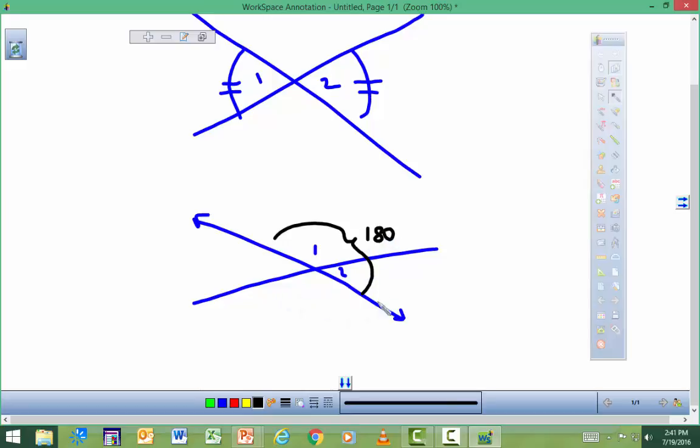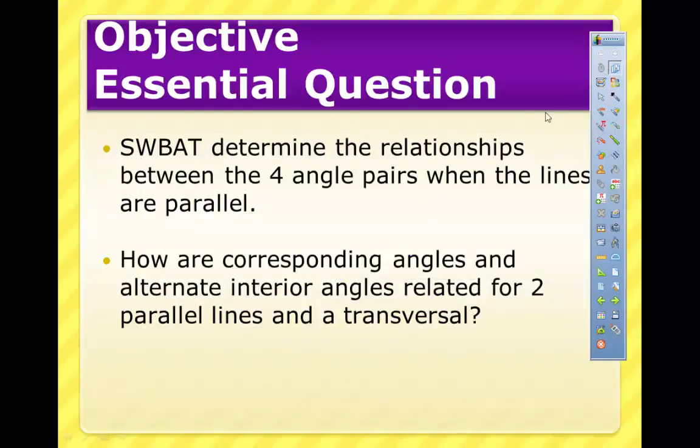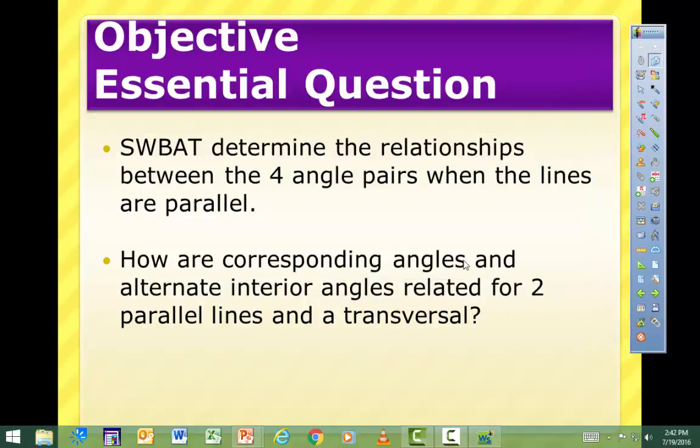So in other words, if you knew that this was 40 degrees, you could calculate this one real quick. It would have to be 140 because the two angles together would have to add up to be 180. So there you have it. We will use these two ideas in today's lesson. So I thought it would be a good idea to review that before we go much further. Alright, so let's continue.